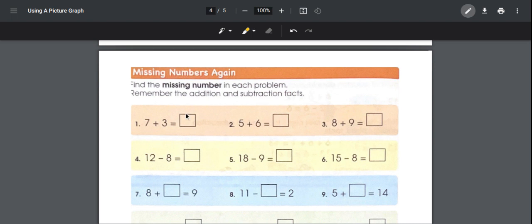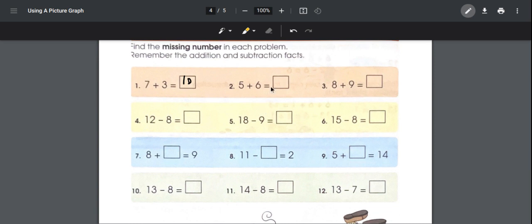Find the missing number in each problem. Remember the addition and subtraction facts. So again, this will just be simple adding and subtracting. 7 plus 3 is 10. Oh, and I'll just go through the answers so you can pause it to do it all before I show the answers. Number 2, 5 plus 6 is 11. 8 plus 9 is 17. 12 minus 8 is 4. 18 minus 9 is 9. 15 minus 8 is 7.